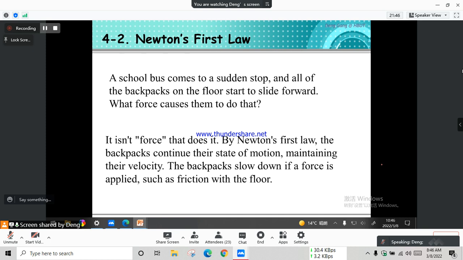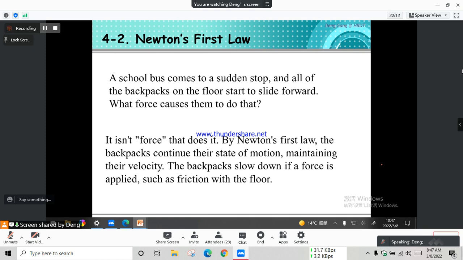But actually, they will not move with constant speed because of friction on the floor. So they will finally stop, but they will move forward. But if it is a frictionless surface, it will keep on moving.